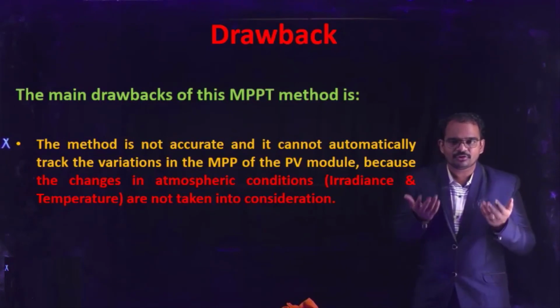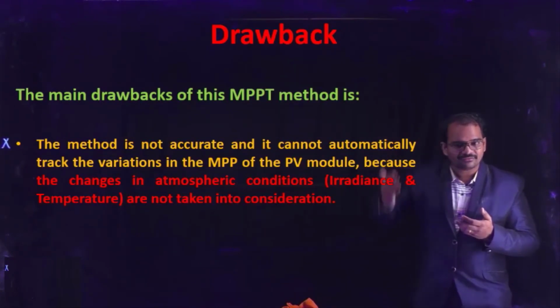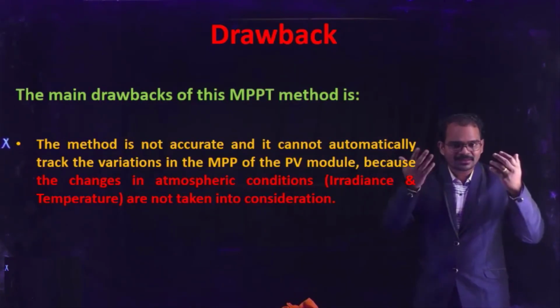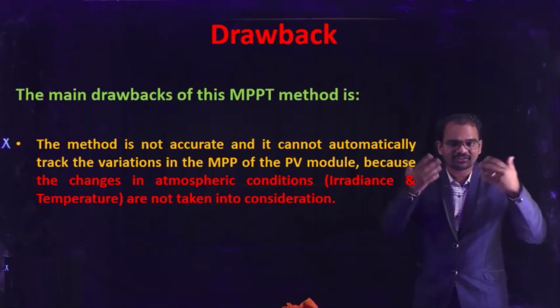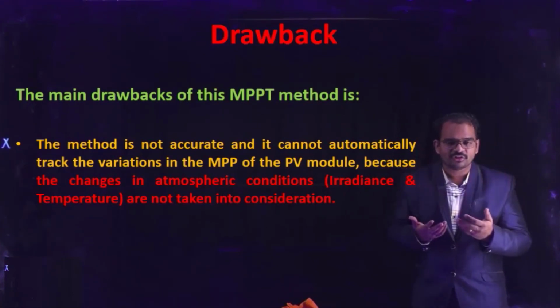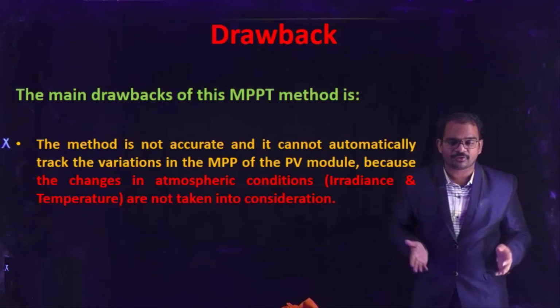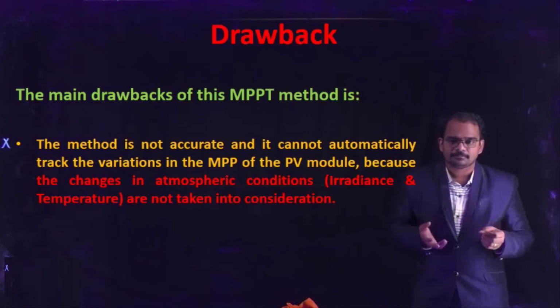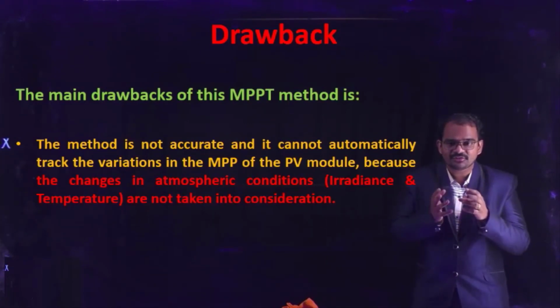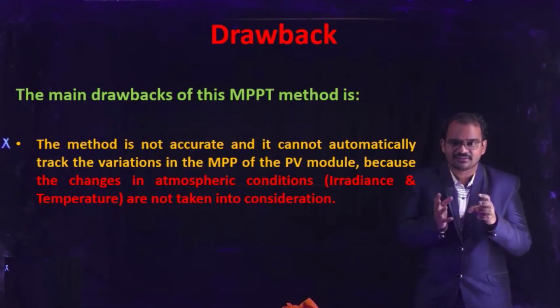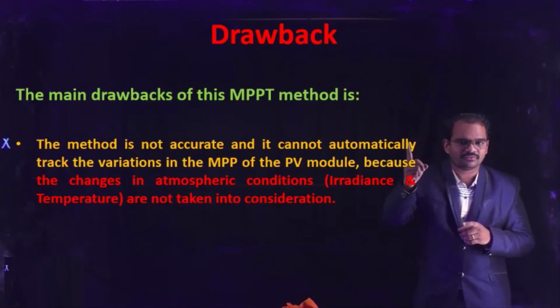We have considered only the summer power point and the winter power point, but even within summer and winter, because of the change in temperatures and irradiations, there is a change in the value of Vm, and that variation we didn't consider here. This is the major drawback of this fixed voltage MPPT algorithm.